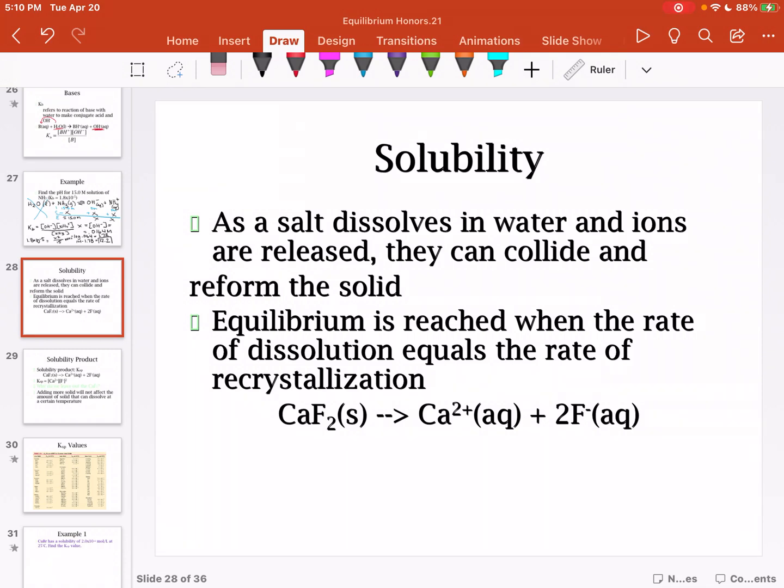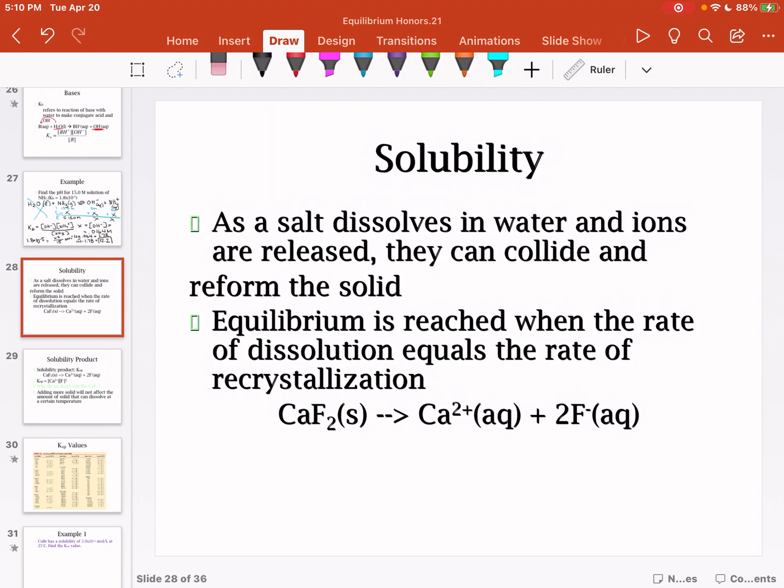Welcome to Equilibrium Lecture E, where I'd like to talk to you about the very last K value, which is KSP, for our saturated solution equilibrium. Of course, when I have a salt and it dissolves in water, we know very well that the ions dissociate. And so those released ions can then recollide and reform the solid.